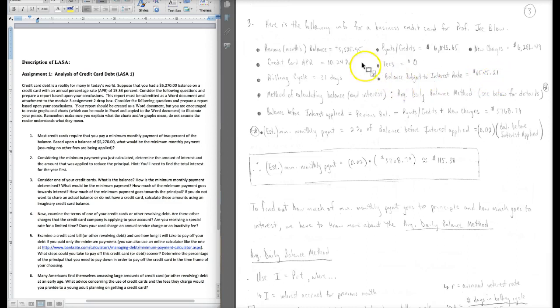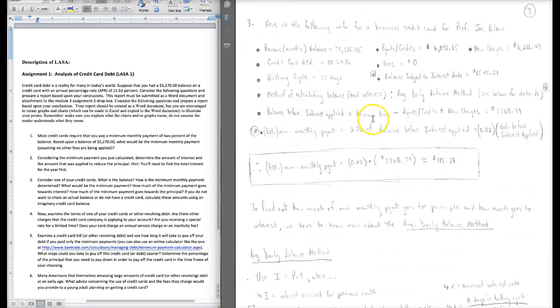And so all these things that I've listed here are actual things that are stated on your credit card statement. So it makes it real easy to do these calculations if you know where to pull from. So looking here, you'll see that estimated minimum monthly payment is going to be 2% of this balance. And if you notice, the balance that I'm referring to here is the balance before interest is applied, okay?